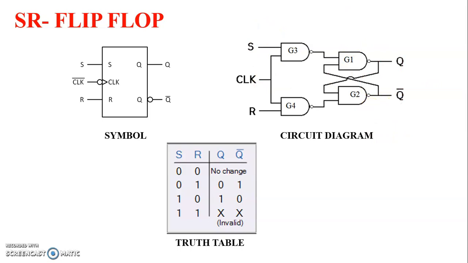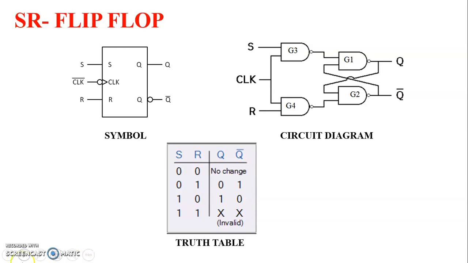So if I am not giving a clock pulse, there will be no change in the state of the flip-flop. If the clock pulse is applied at logic 1 level, and S is equal to 1 and R is equal to 0, then the output of G3 is 0 and the output of G4 is 1. This results in the output of G1 being 1 and G2 changing to 0. So in this condition the flip-flop is going to set.